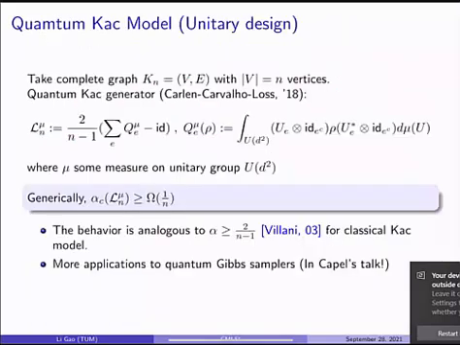One more interesting example is the so-called quantum Kac model, which is related to unitary designs. This is to take the previous scenario with the complete graph, where you have a graph connecting every two vertices. The quantum Kac generator is a special case of the previous picture. We just choose each local generator as the identity map subtracting the averaging of unitary conjugation for some measure on the unitary group. Generically, we find that the CMSI constant using the approximate tensorization technique is of order 1 over n. Of course, with this notation we are suppressing the dependence on other parameters like the local dimension. We find that this behavior is analogous to the classical Kac model, proved by Villani.